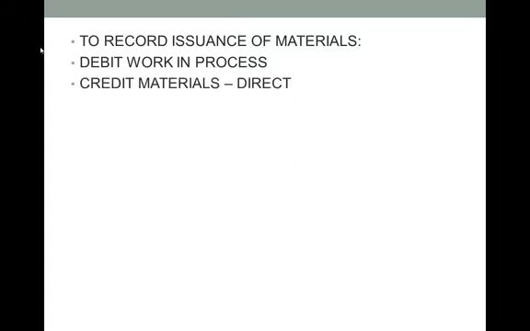To record issuance of materials, ito yung papasok, ito yung debit side ni work in process. To record issuance of materials, debit work in process, and then credit materials, direct. Include direct, kasi ang pumapasok kay work in process is yung direct. And then, yung indirect materials is isasama mo siya sa total cost ng factory overhead.